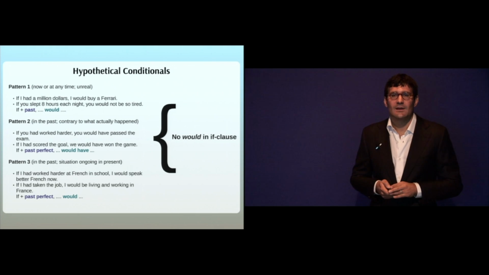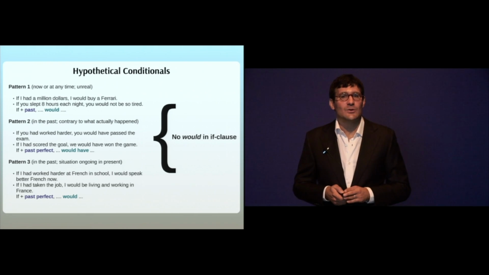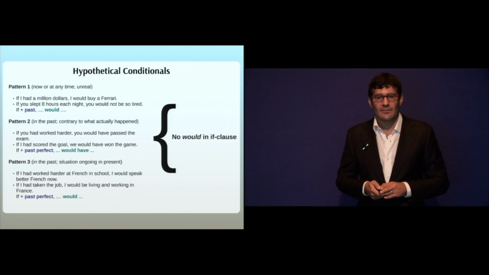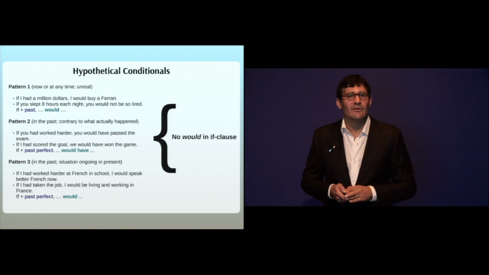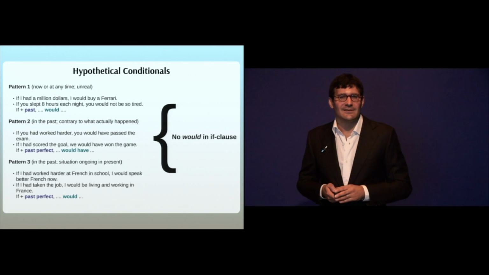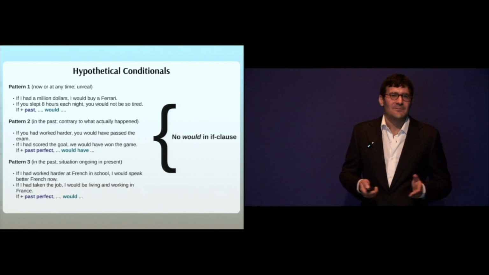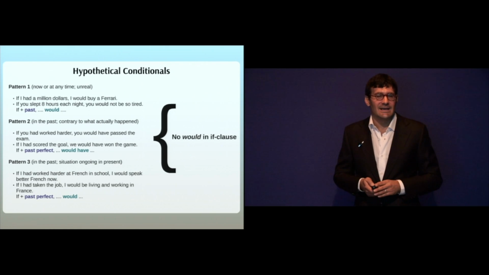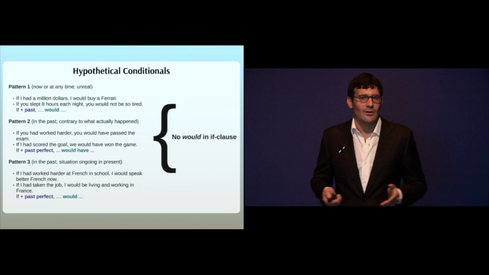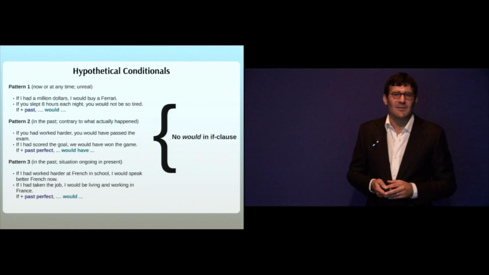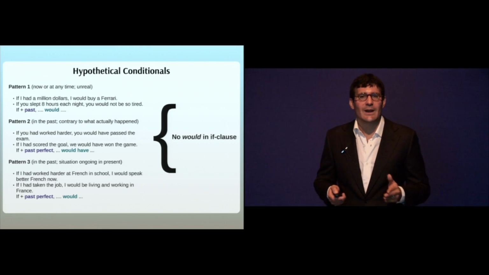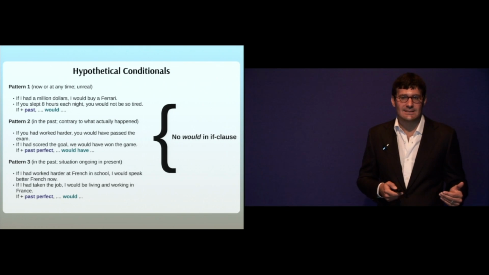Pattern 2 is something that is in the past and is contrary to what actually happened. If you had worked harder, you would have passed the exam. If I had scored the goal, we would have won the game, right? The second sentence is a typical kind of thing: I'm sure you watch soccer or football, and afterwards they have these interviews with the football players, and they ask them, so what do you think about the game? And the guy goes, well, if I'd scored the goal, we would have won the game. Yes, of course, right? But the guy didn't score the goal, and therefore they didn't win the game. It's something that is contrary to what actually happened because it's in the past.